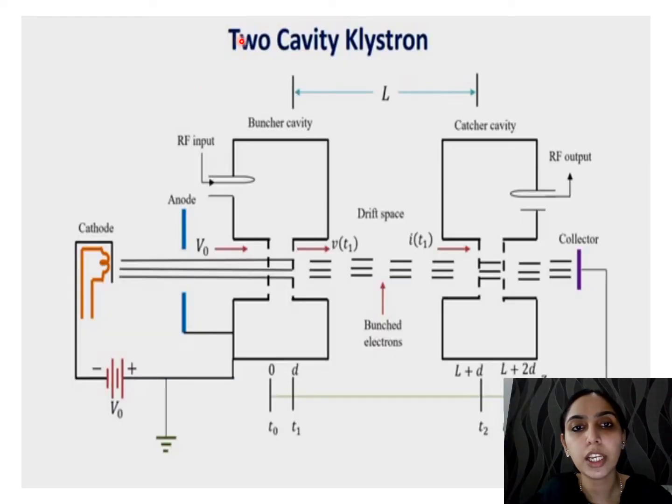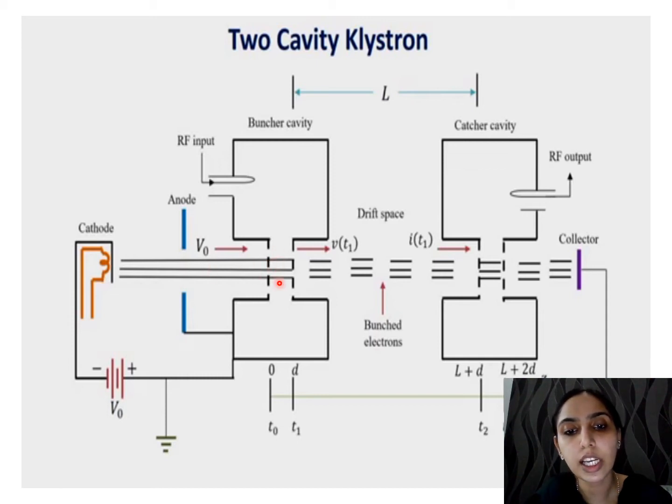Now, if asked to explain the two cavity klystron, we have to give this figure. As already told, there will be the buncher cavity and the catcher cavity. The drift space is denoted by the capital letter L, and here we are giving a DC voltage denoted by capital V0. The V0 value is assumed to be very high, and from the cathode we get the emission of electrons. These electrons arriving at the entering walls of the buncher cavity will have an unchanged velocity. All are having a uniform velocity.